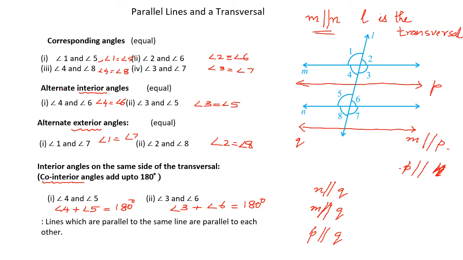That is what is meant here. Lines which are parallel to the same line are parallel to each other. So all these lines are parallel to each other. So the alternate interior angles, corresponding angles and all those things will go along with these as well. Have you understood? Have you understood, children? Yes.